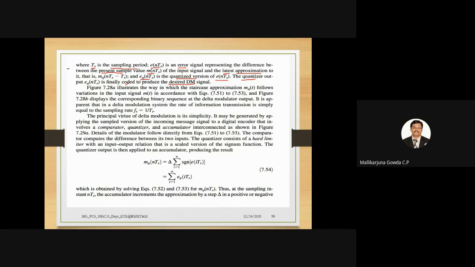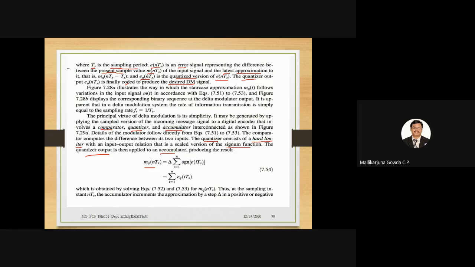You can have a look at this. I said it has a comparator, quantizer, then accumulator, and how they are connected. The quantizer consists of a hard limiter, which is basically the sgn function, which I have told already. Then the quantizer output will be applied as an input to the accumulator.